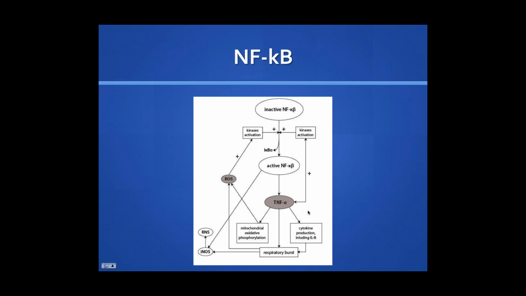So basically, we have an inactive NF-kappa B molecule there, and it's activated by reactive oxygen species, free radicals, which turn on kinases and then activate the NF-kappa B right here. This causes tumor necrosis factor alpha to come on the scene, and then cause a respiratory burst of inducible nitric oxide, and then they turn into the reactive nitrogen species, which is our peroxynitrite.